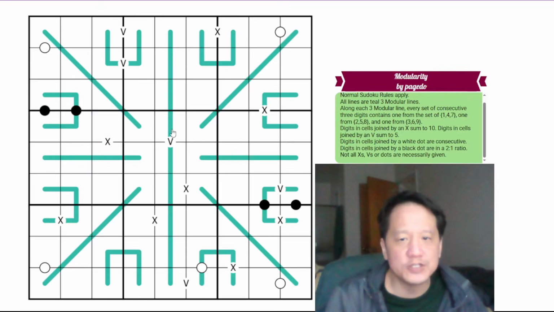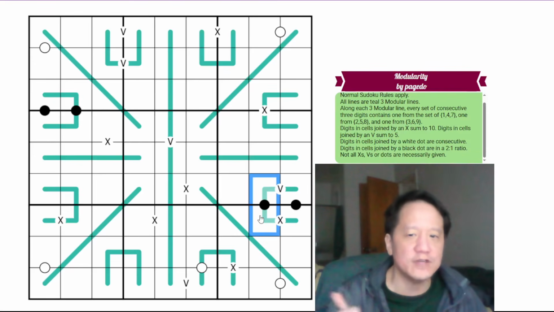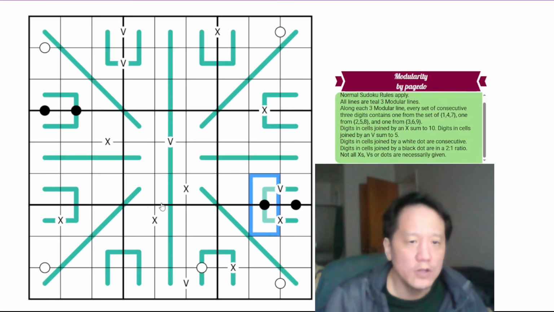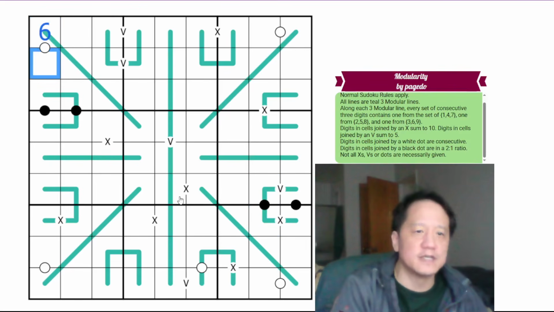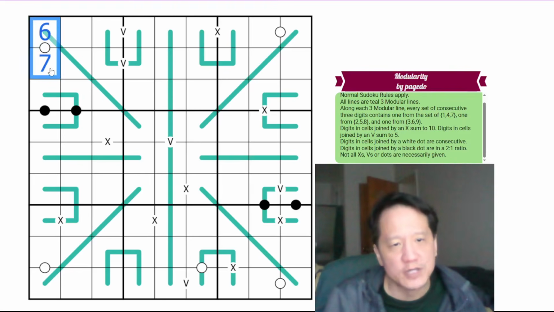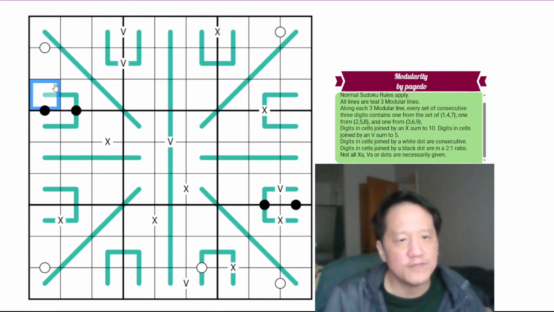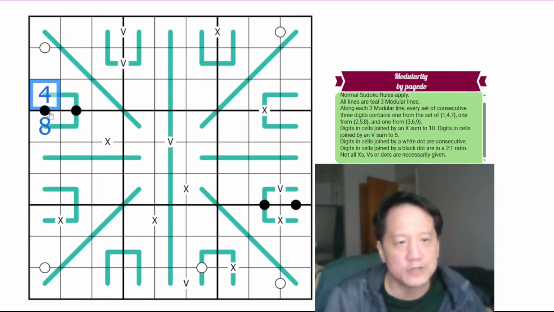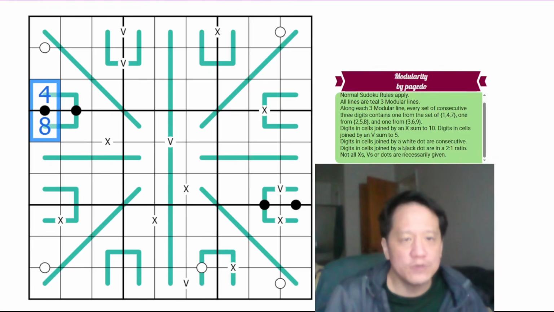We also have digits in cells joined by a white dot are consecutive, and digits in cells joined by a black dot are in a 1:2 ratio. And not all X's, V's, or dots are necessarily given. So, for example, if this were a 6, this would have to be 5 or 7 to make sure that these digits are consecutive. If this digit was a 4, this would have to be a 2 or an 8 to maintain the 1:2 ratio between them. And those are all the rules.